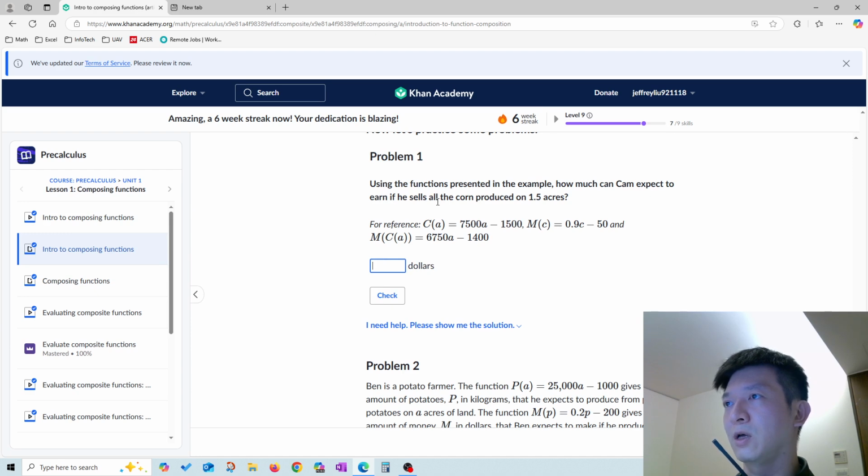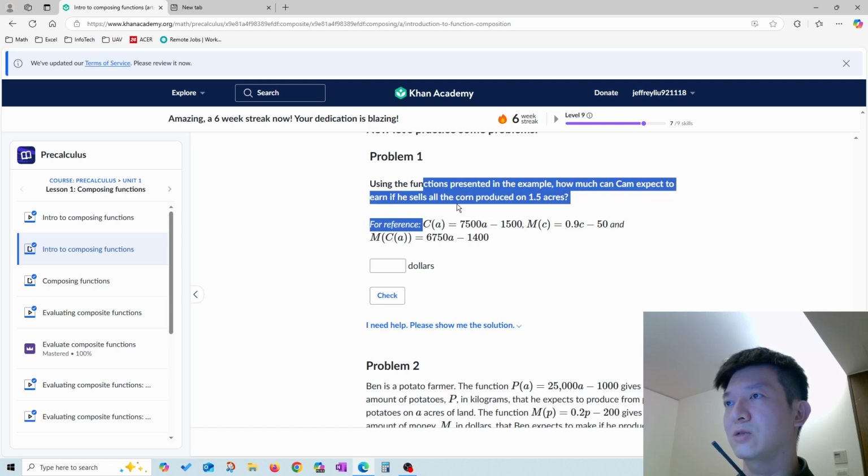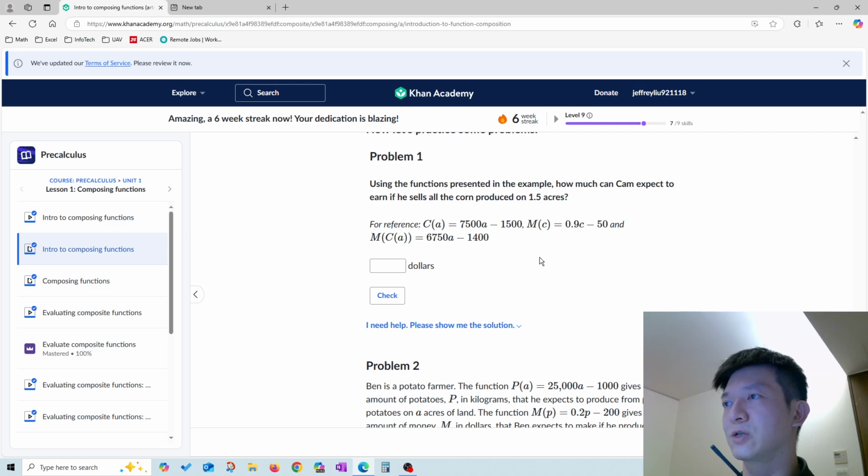Okay, so using the function presented in the example, how much can Cam expect to earn if he sells all the corn produced on 1.5 acres? Okay, 1.5 acres. So you first use the 1.5 acres. See the A right here? So you plug it in there and find your crop value, right? How much does your crop weigh, I suppose?